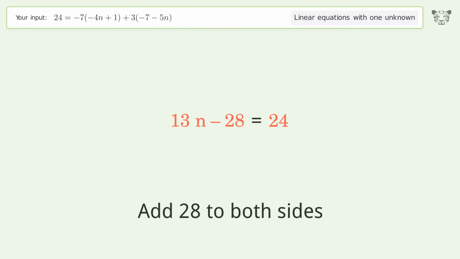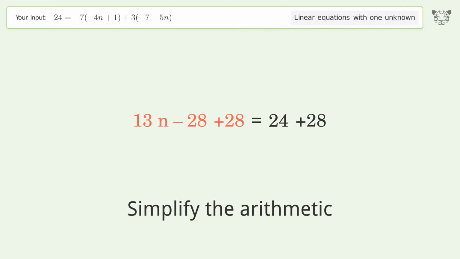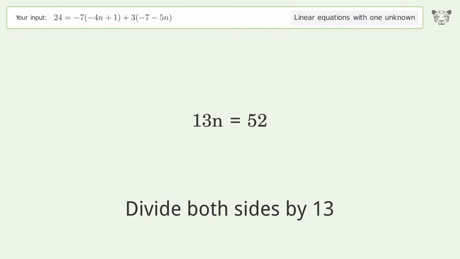Add 28 to both sides. Simplify the arithmetic. Isolate the n. Divide both sides by 13.